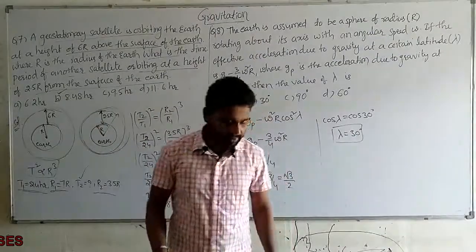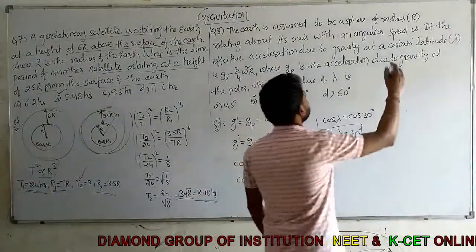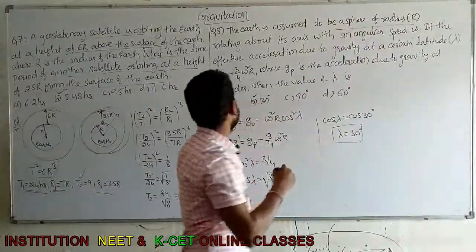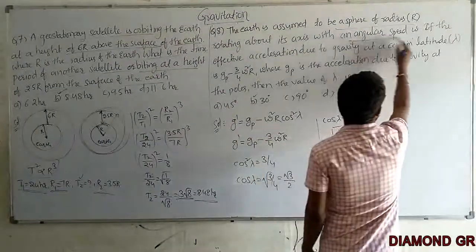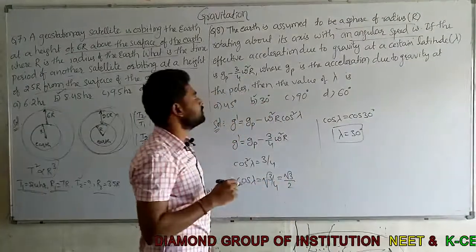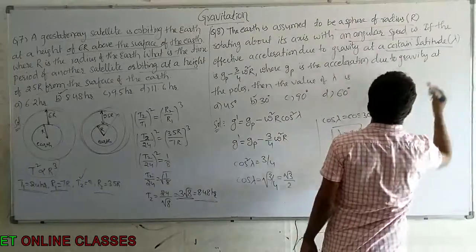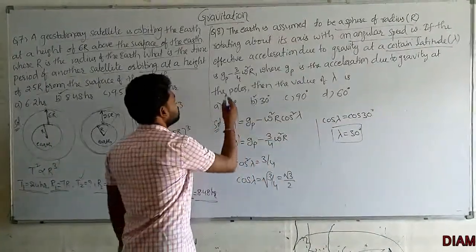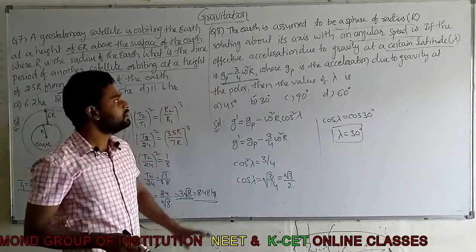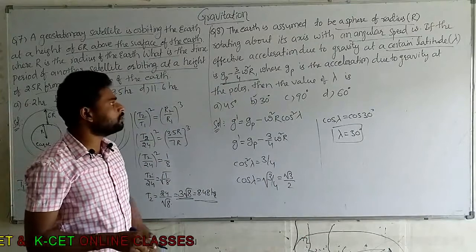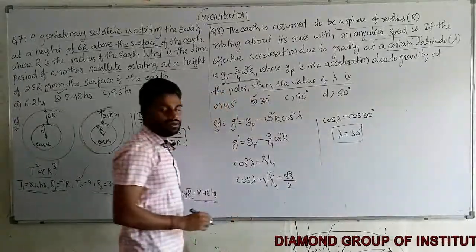Like this you have to solve the problem. Now come to the next question. The earth is assumed to be a sphere of radius r, rotating about its axis with an angular speed omega. If the effective acceleration due to gravity at a certain latitude lambda is gp minus 3 by 4 omega square r, where gp is the acceleration due to gravity at the poles, then we have to find the value of the latitude lambda.